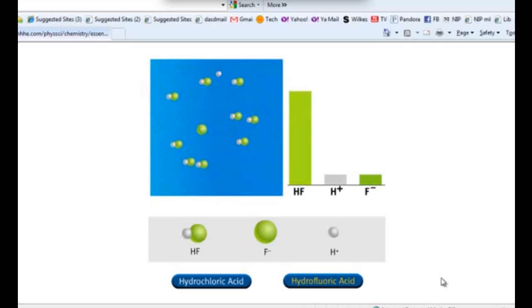Remember that weak acids only partially ionize in water. The role of water in this reaction was not shown to simplify the animation. You can think of H+ as a shorthand representation of H3O+.